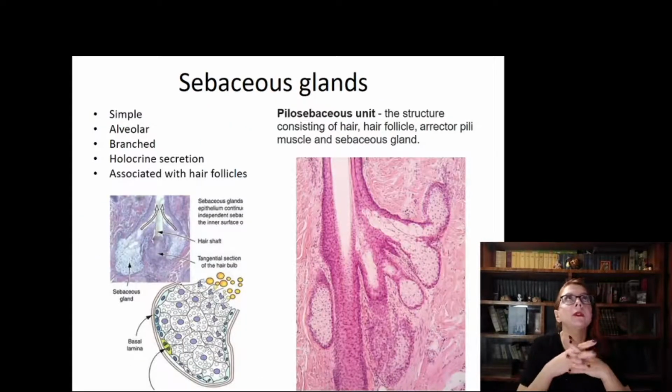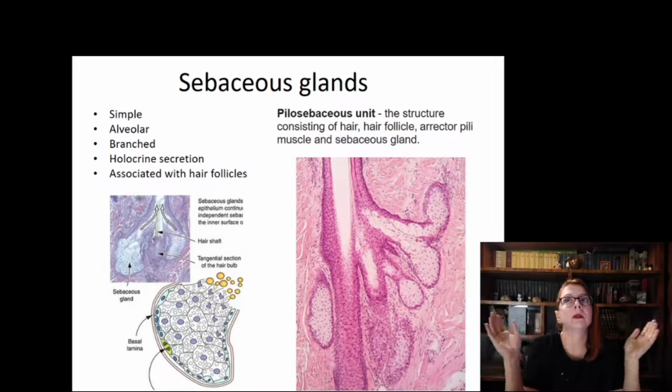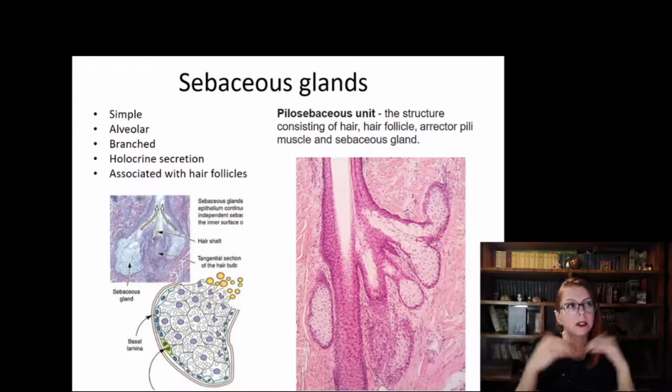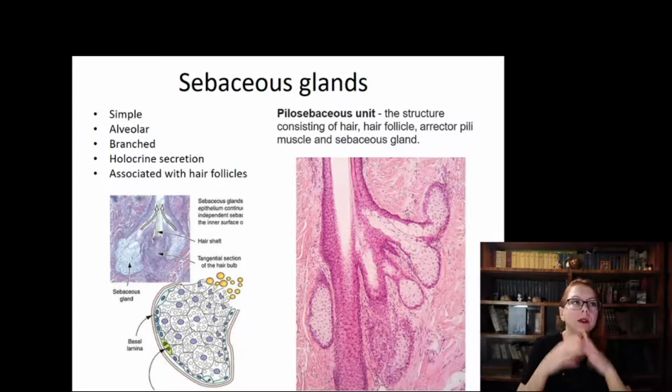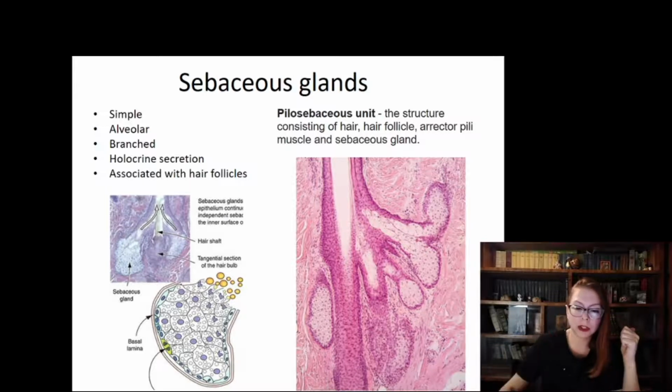Then, after we have discussed the epidermis, its layers, its cells, we now have to discuss skin appendages, and we start with the sebaceous glands. Sebaceous glands, by their classification, are simple, alveolar, and branched. Simple means the duct is unbranched. Alveolar, branched refers to the shape of the secretory portion.